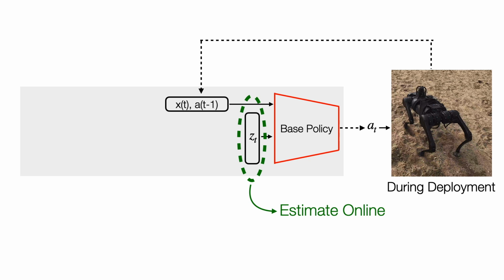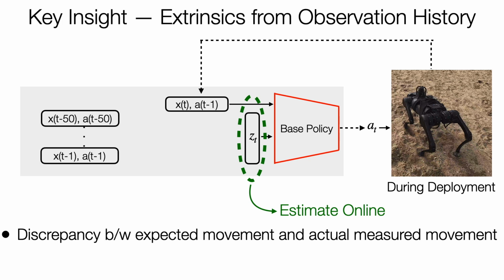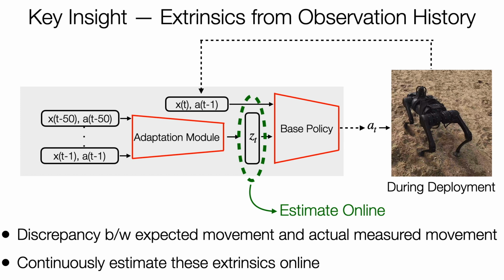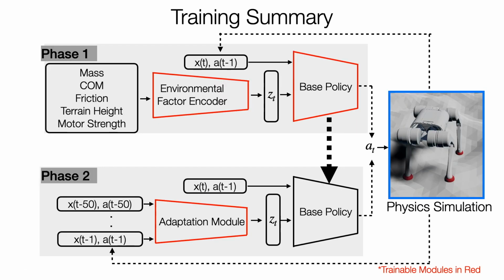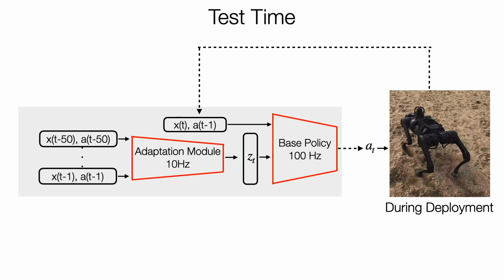How can we do that? Our key insight is that the discrepancy in the commanded action and the actual movement is because of these extrinsics, and we learn an adaptation module to estimate it. And we can continue doing so online at runtime. And we can learn the adaptation module as a supervised learning problem because we know both the vector of extrinsics and the state history of the robot in simulation. This model can now estimate extrinsics which we cannot measure from onboard sensors from the observation history which can be measured from onboard sensing. Now our policy is ready for deployment.